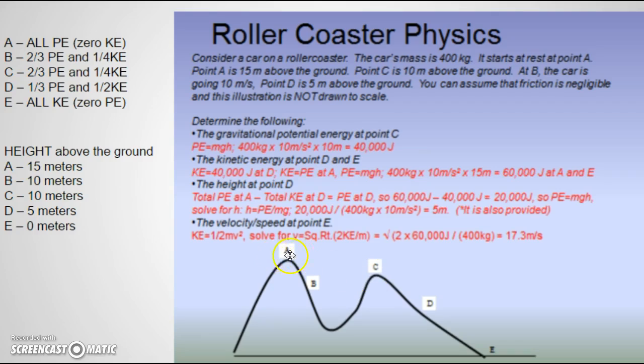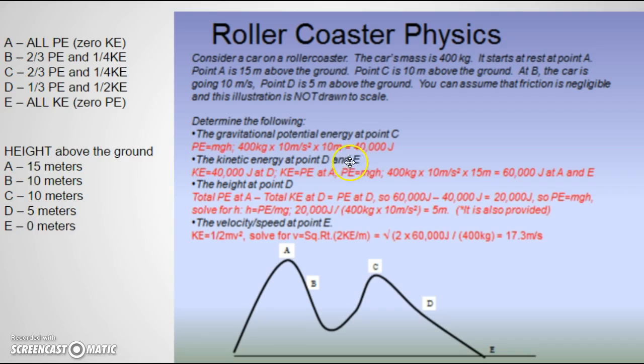Well, I know that it was at 15 meters and it's now at 10 meters. So if you solve for your total potential energy at A, you could find 2/3 of this, 2/3 of the total energy at A, is going to be the potential energy at point C. Or you could just take mass times gravity, right? It's mass of 400 kilograms, times g of 10 meters per second squared, times 10 meters, and you'll get the same value of 40,000 joules.